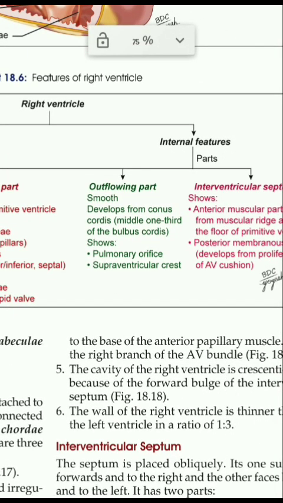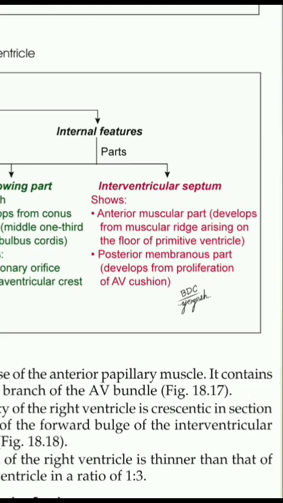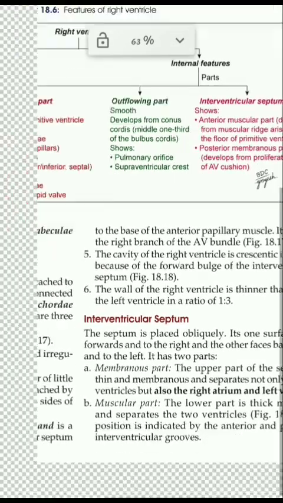The outflowing part we see here is smooth, developed from the conus cordis of the bulbus cordis. Conus cordis, the middle third of the bulbus cordis, shows the pulmonary orifice, supraventricular crest. So in the interventricular septum we see the anterior muscular part develops from a muscular ridge arising on the floor of the primitive ventricle, and the posterior membranous part develops from proliferation of the atrioventricular portion.